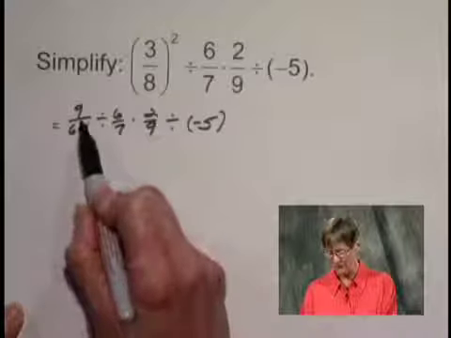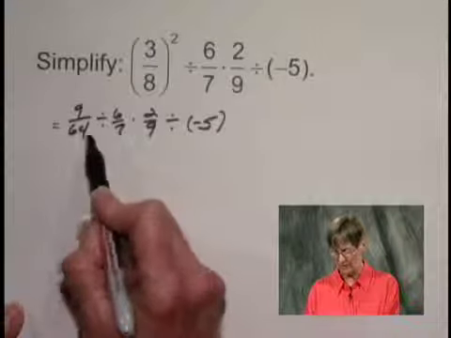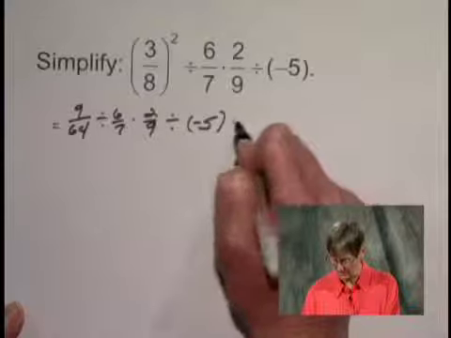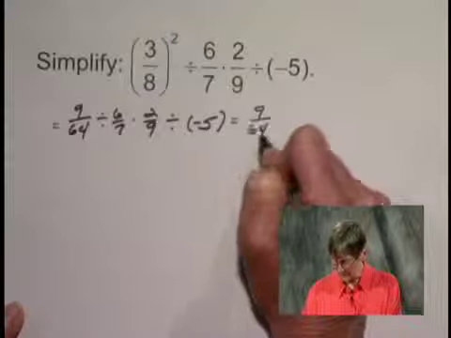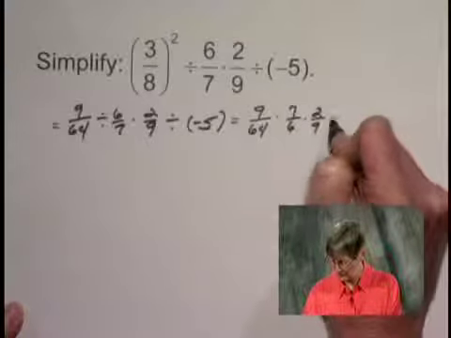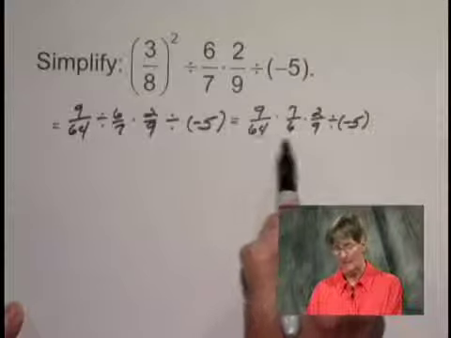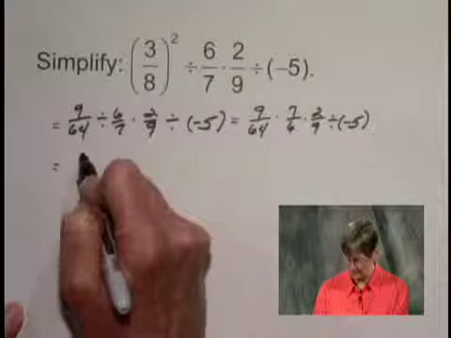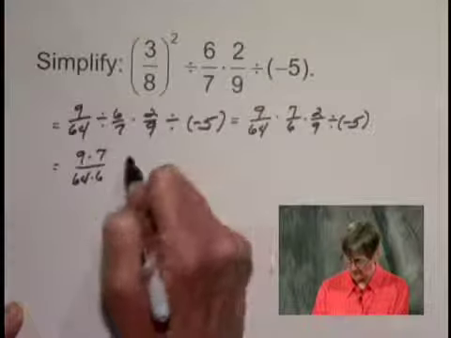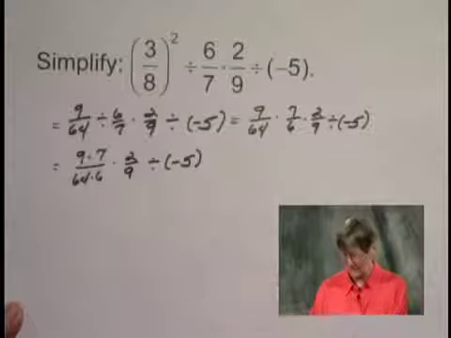And so first I have 9/64 divided by 6/7. And to do that division, I'm going to multiply 9/64 by the reciprocal of 6/7. So I'm going to have 9/64 times 7/6 times 2/9 divided by -5. And now I'm going to carry out this multiplication by multiplying numerators and multiplying denominators. And then we have that times 2/9 and divided by -5.